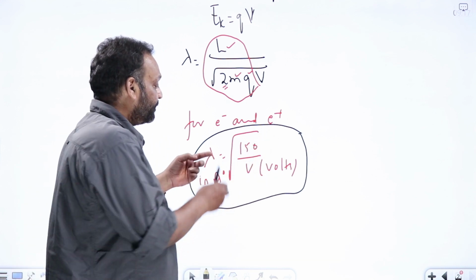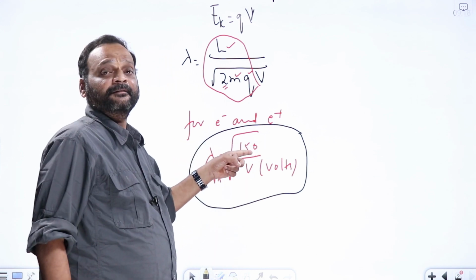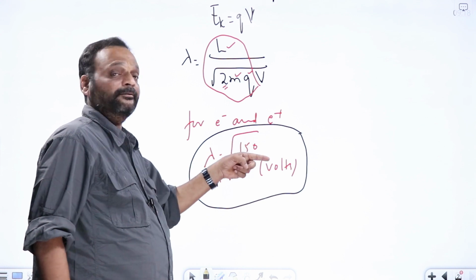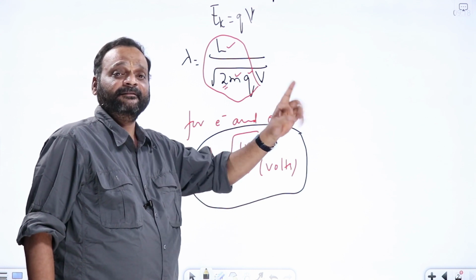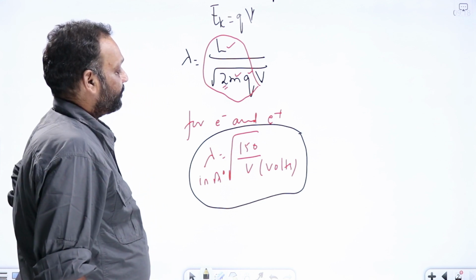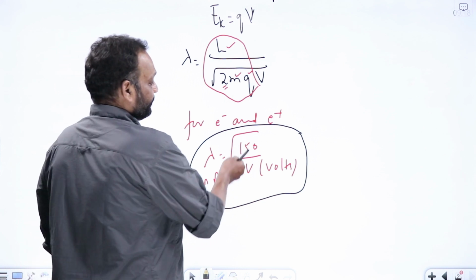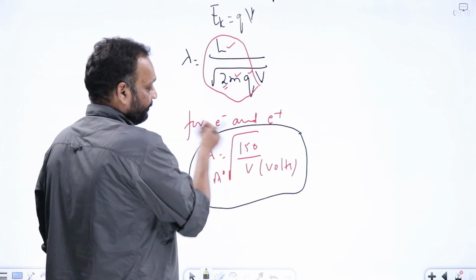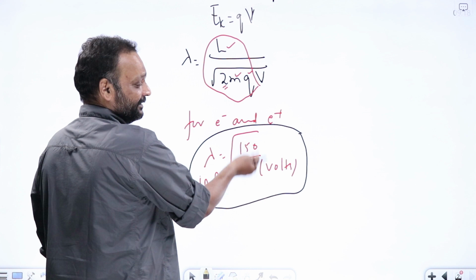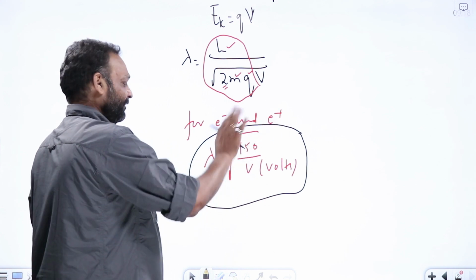An electron is accelerated through a potential difference of 300 volts. What is its de Broglie wavelength? 150 by 300 is 1 by root 2, which is 0.707 angstroms, straightforward. What happens if it is accelerated through 100 volts? Now you don't use this formula, because root 150 by 100 is not easily simplified.